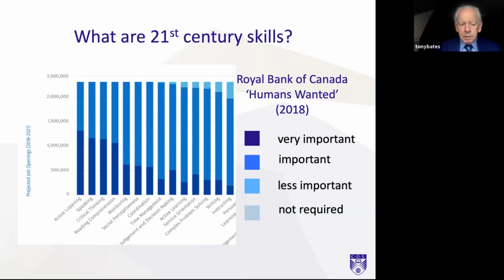And they listed, in terms of demand, the skills that employers listed here. And the very dark blue is the ones that were the most important. And you'll see that on the left-hand side, active listening, speaking skills, critical thinking skills, reading comprehension, and so on. Those are the type of skills that employers are looking for, and felt they weren't getting enough employees with these kinds of skills.